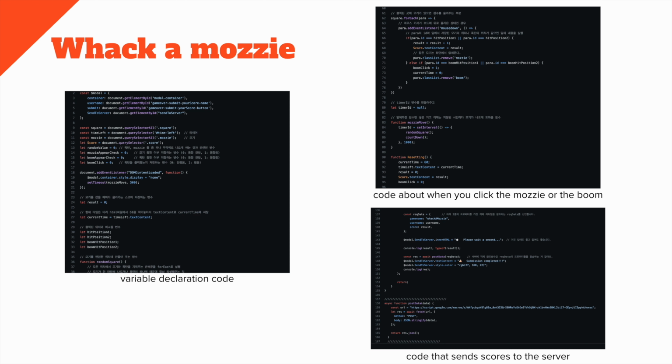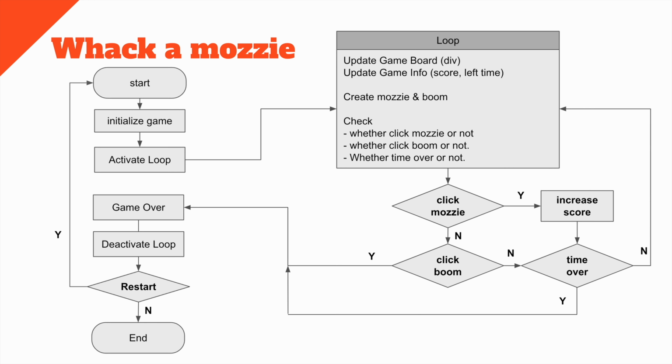When the game is over, an input modal window where you can write your username will appear on the screen. If you write your username, the score will be sent to the server. This is a flow chart of what I've explained so far. Thank you.